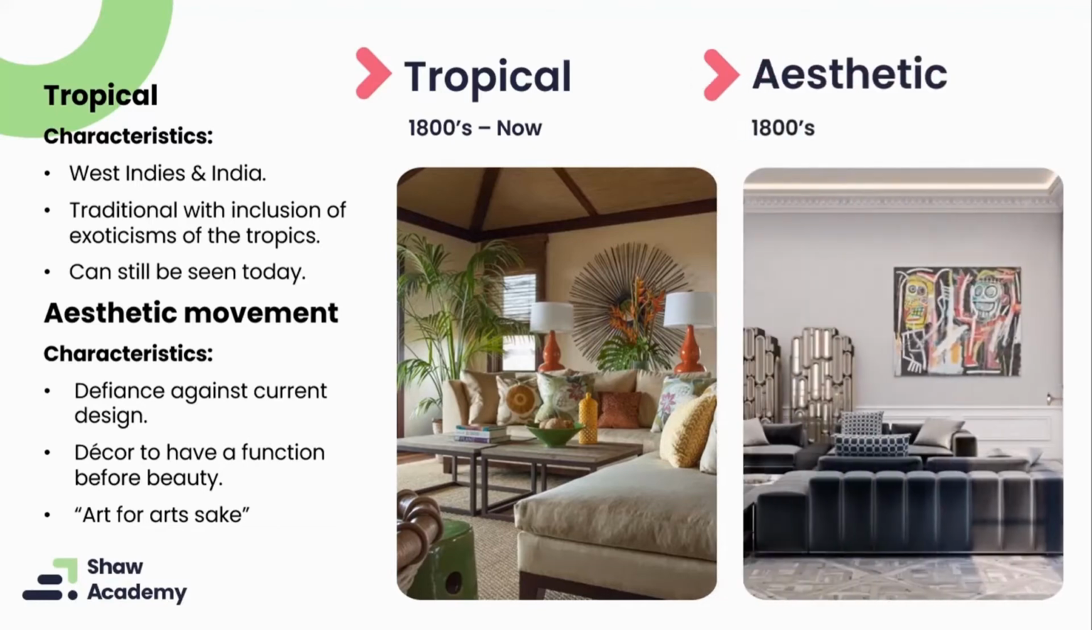The aesthetics movement is next on our list, which is prevalent from the 1800s. A popular saying developed during this time, which was art for art's sake. This was a movement where radicals expressed their defiance against the current dry interior design style of the time. The key here was practicality and function, which took importance before beauty. So we can start to see quite a trend throughout history of how practicality took front line.